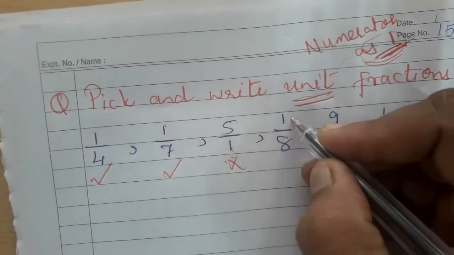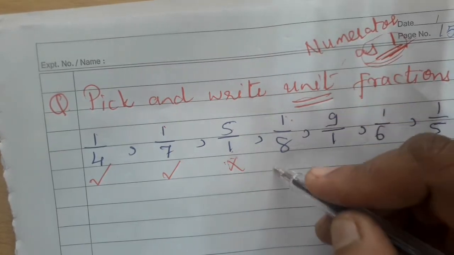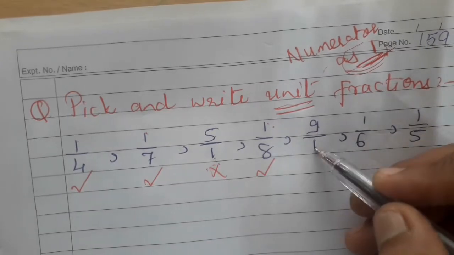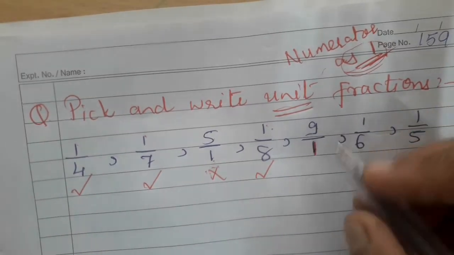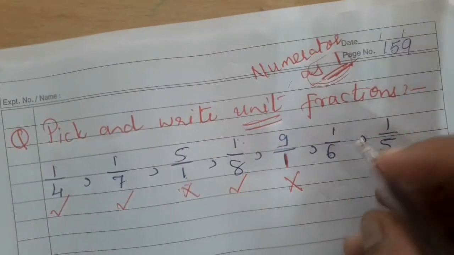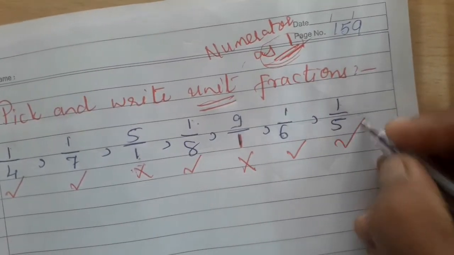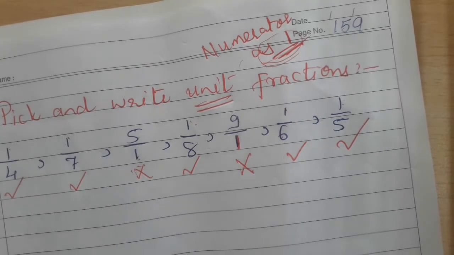Now come to this part. Here the numerator is 1, so yes, put a tick mark. 9 upon 1, the denominator is 1, so no. 1 upon 6, so yes. 1 upon 5, the numerator is 1, so yes, you can put a tick mark over here.